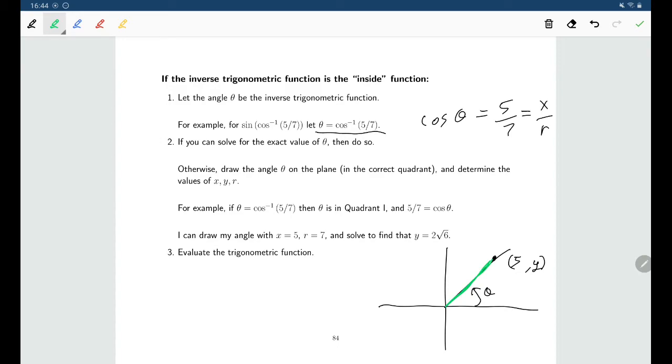Once we've got this ready to go, we can find out what y needs to be. So once we've done our little bit of work here using the fact that r squared is x squared plus y squared, you can solve and find out what y is. Y is 2 root 6. And then at that point, you'd be looking at evaluating what is sine of theta. And for sine of theta, well, now you know what y is, now you know what r is, now you can find out what sine of theta is.